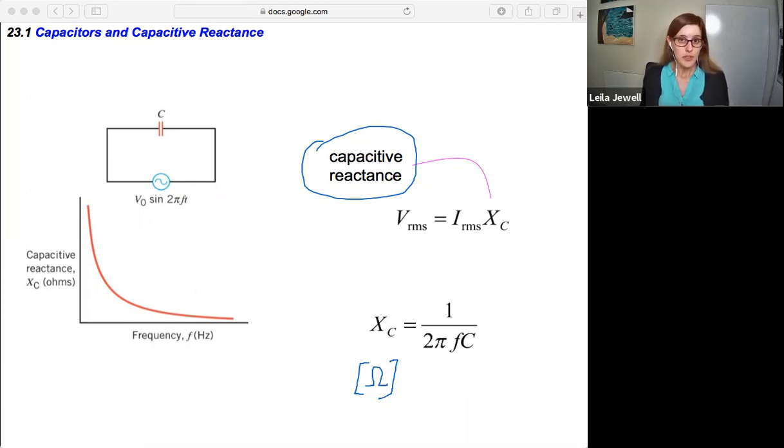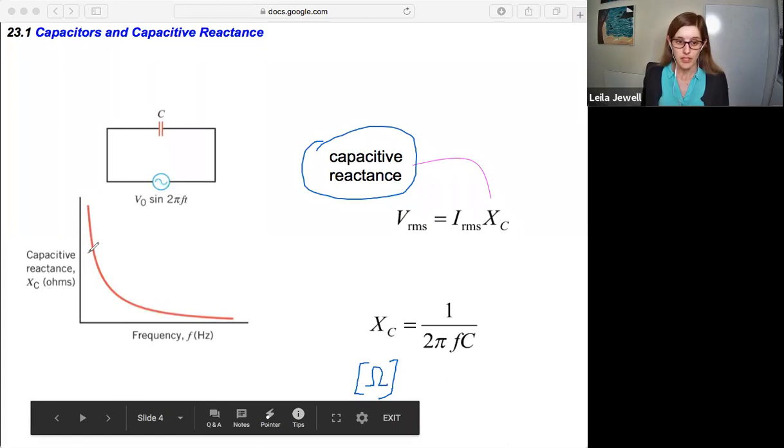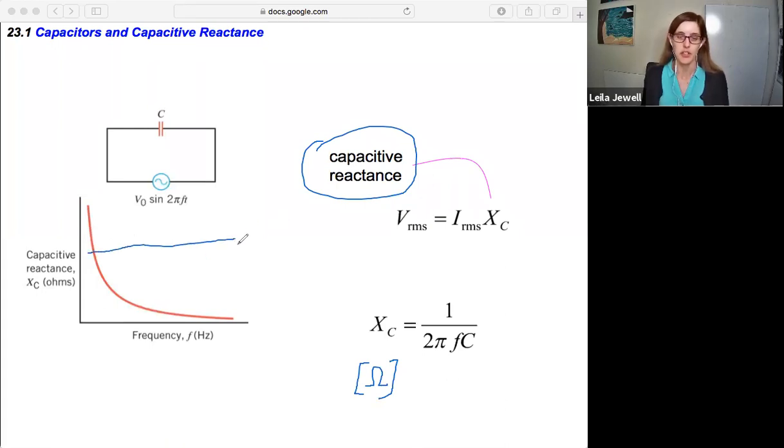So there are some definite parallels to resistance, but unlike resistance, where it has a constant value for all frequencies, pretend that line is purely horizontal, the capacitive reactance starts with a very large value at low frequencies and goes down to almost no reactance as the frequency gets higher and higher. Let's see how this plays out in an example.